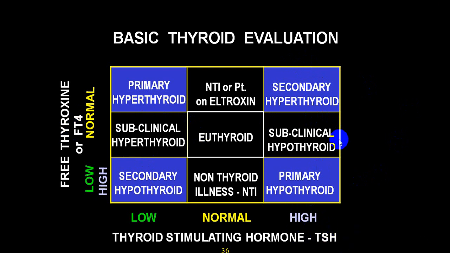But you can come across some conditions where T3, T4 is normal, but TSH is low, subclinical hyper. Or if TSH level is high, but T3, T4 is normal, subclinical hypo. And if both are normal, T3, T4 is normal, TSH level is also normal, euthyroid.